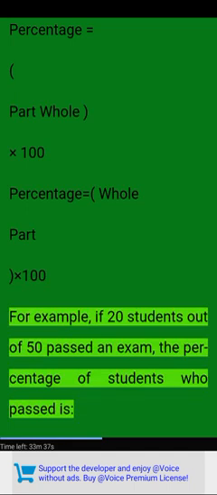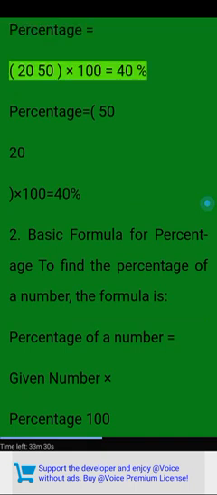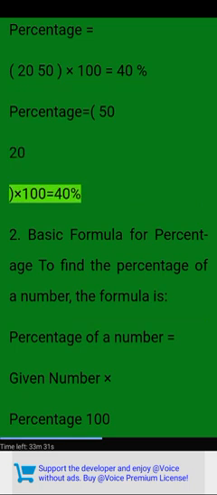For example, if 20 students out of 50 passed an exam, the percentage of students who passed is percentage equals 20 over 50 times 100 equals 40%.